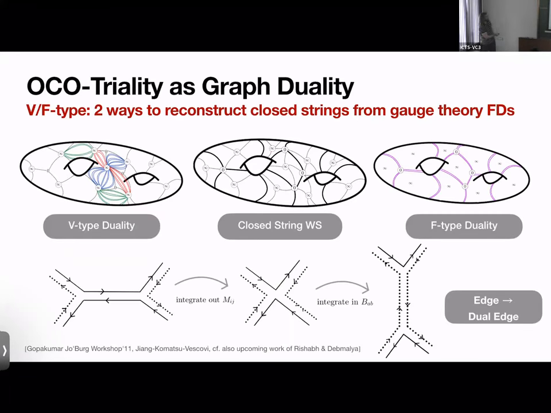So, okay, we want to think back a little: what were these manipulations teaching us about holography? And the claim is that there's probably something quite deep. Roughly the main thing to take away is that somehow this simple equality of matrix integrals is the instantiation of the following fact: there are two ways to reconstruct the closed strings of holography from gauge theory Feynman diagrams, okay?